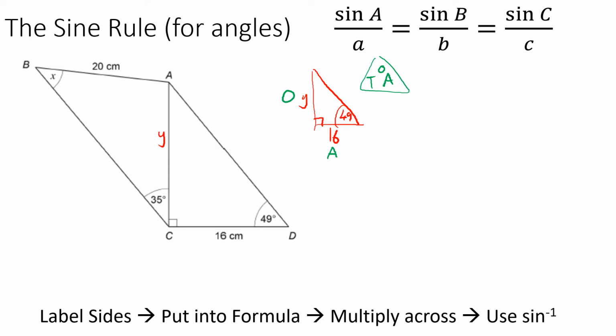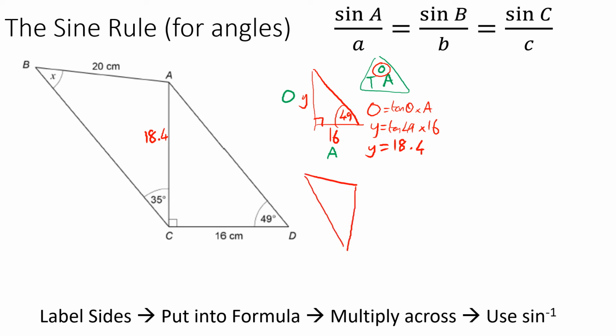We are trying to find the opposite side. So we know that opposite is equal to tan theta times the adjacent. So it's equal to tan 49 times 16. So it's equal to 18.4 or thereabouts. Okay, great. So now we've got Y, that's what we found, and we can write it on the diagram, 18.4.